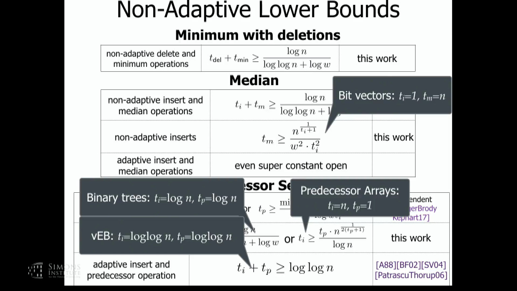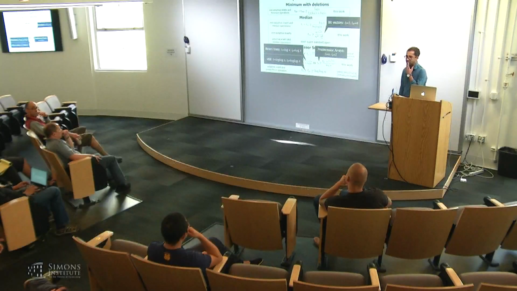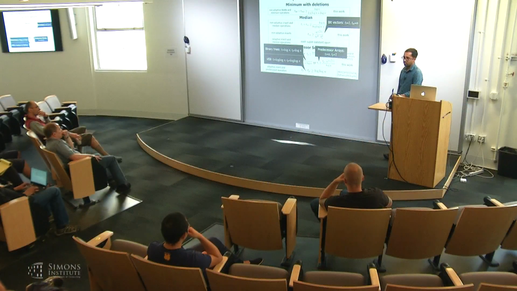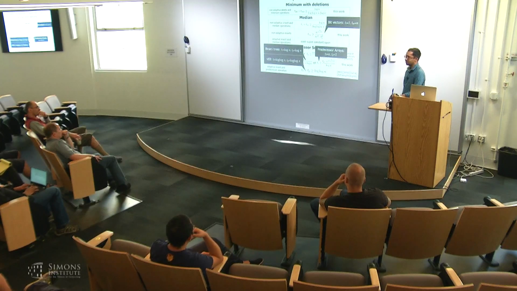Just a quick question. Maybe I'm confused. The adaptive lower bound is higher than the non-adaptive lower bound? Yeah, because no, it's log n. What's log? Sorry. Yeah. Any more questions?